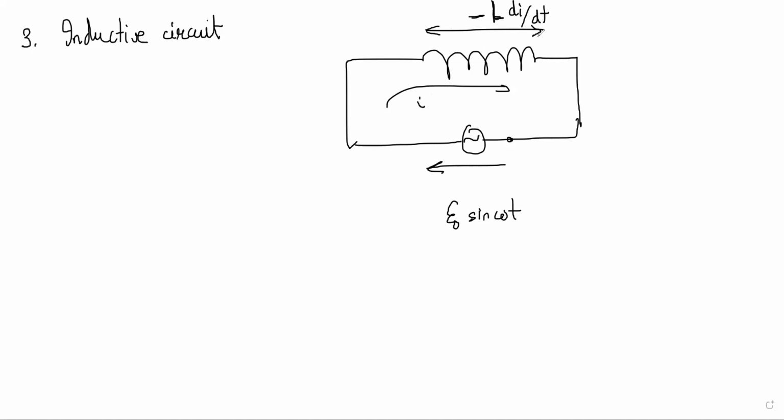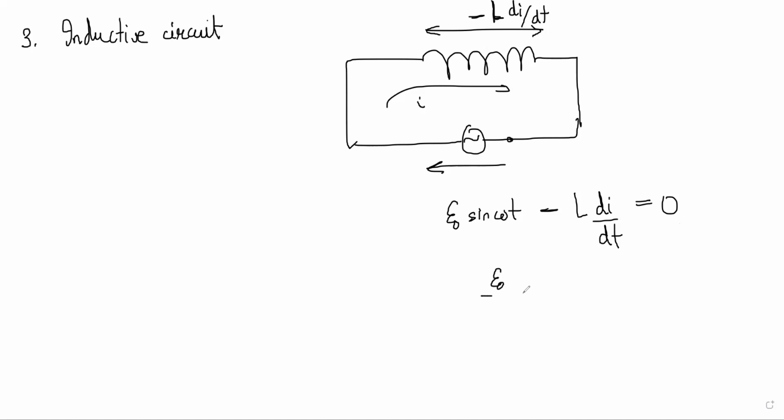We have done how inductors induce an EMF which is opposite to the direction of the current. Minus L di by dt, because this is a back EMF induced by the inductor. The total potential drop, now that you have come back to the same point, is zero.